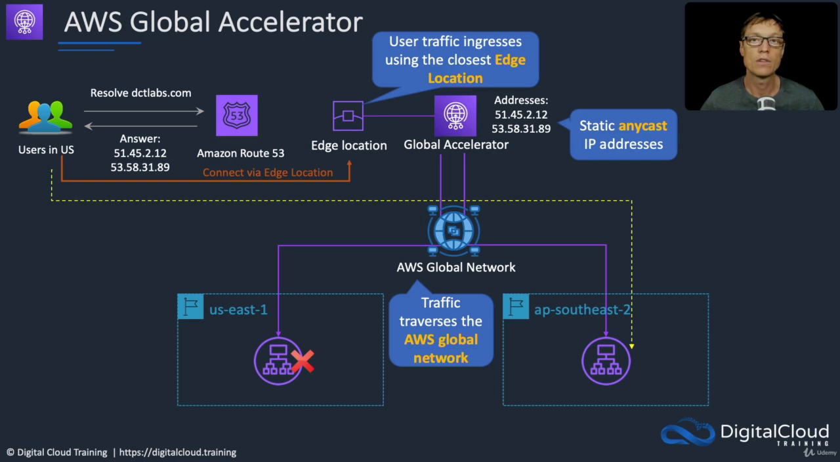So Global Accelerator is all about optimizing network performance to your applications, directing you to the closest regions, or you can manipulate that by specifying weightings to direct traffic to the regions of your choice. So that's it for the theory, and what I'm going to do in the next lesson is we're going to create a Global Accelerator and we're going to see how it works in action.